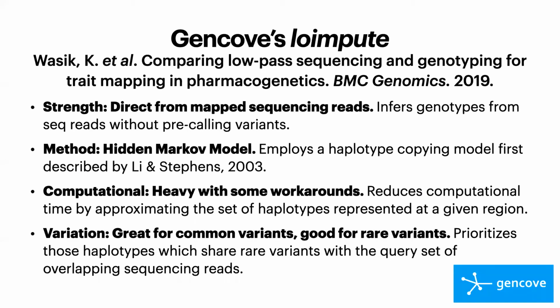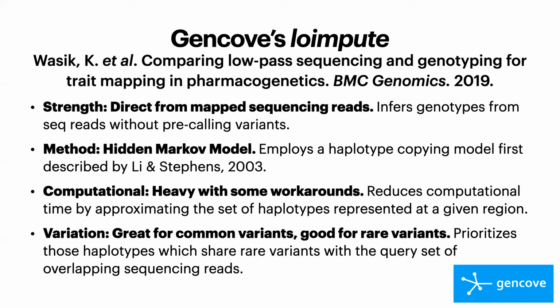Another method that came out is the commercial GenCove low impute, which has a strength of directly inferring genotypes from the mapped sequencing reads. So you don't have to do any variant calling beforehand. It's also a hidden Markov model, and it employs this haplotype copying model very similar to what I was describing from a computational method by Lee and Stevens et al. It's computationally heavy as well.